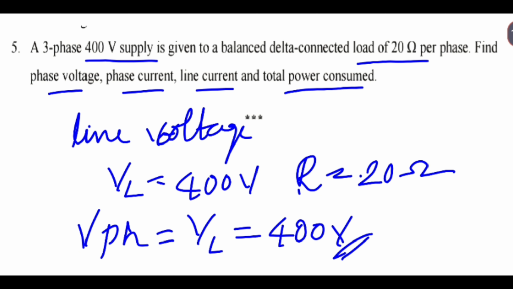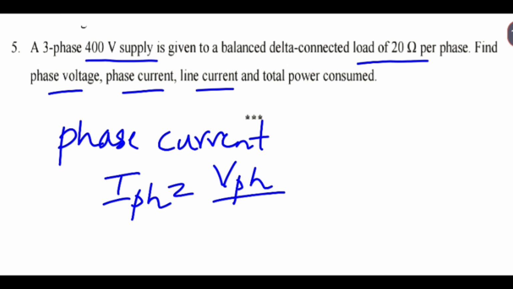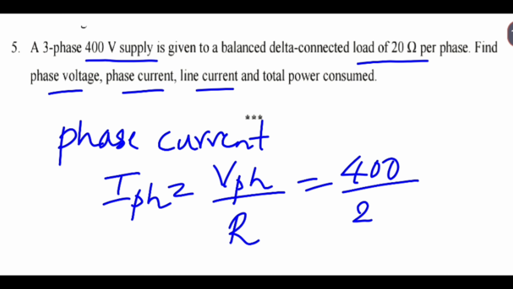So next we need to calculate the phase current. The phase current IPH is equal to VPH by R. VPH we already have. In delta the line current is not the phase current, so 400 divided by 20, you will get 20 ampere for the phase current.